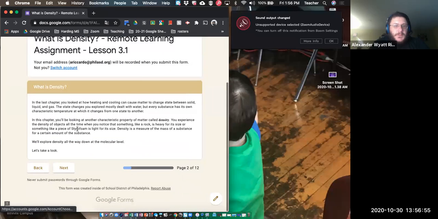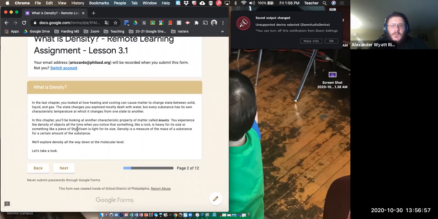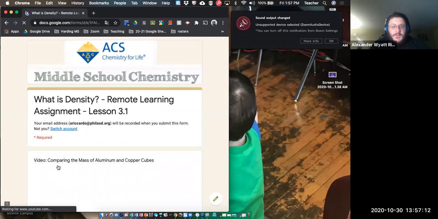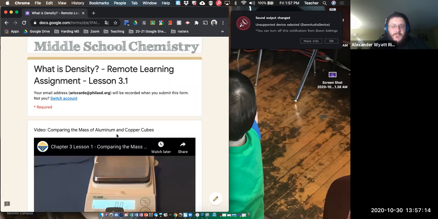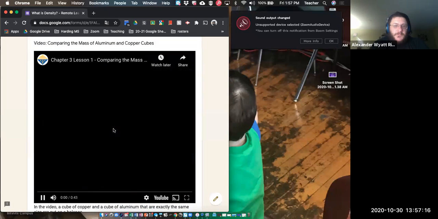In the last chapter, you looked at heating and cooling. Well, this is chapter 3. We just did chapter 6. So we're basically going to take a look at a characteristic property of matter that is density. Okay. And we're going to watch a video comparing the mass of aluminum and copper cubes.